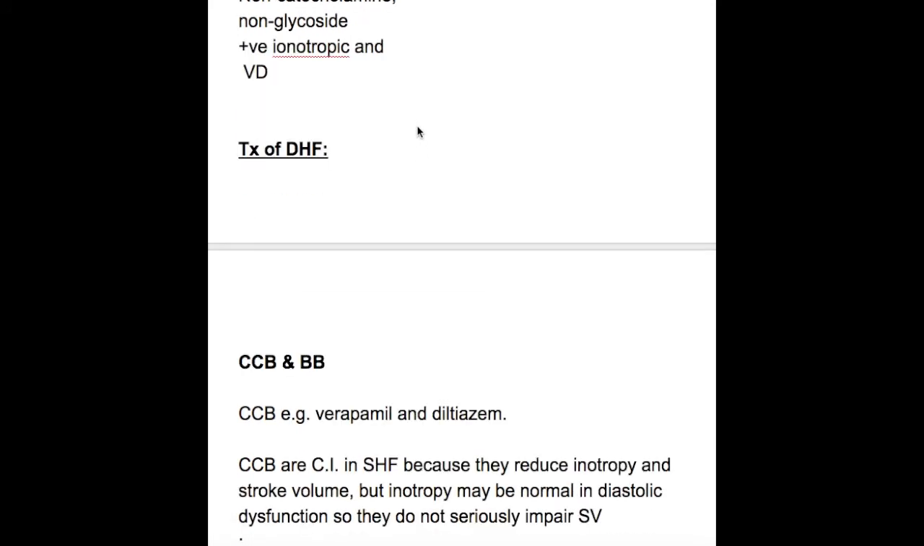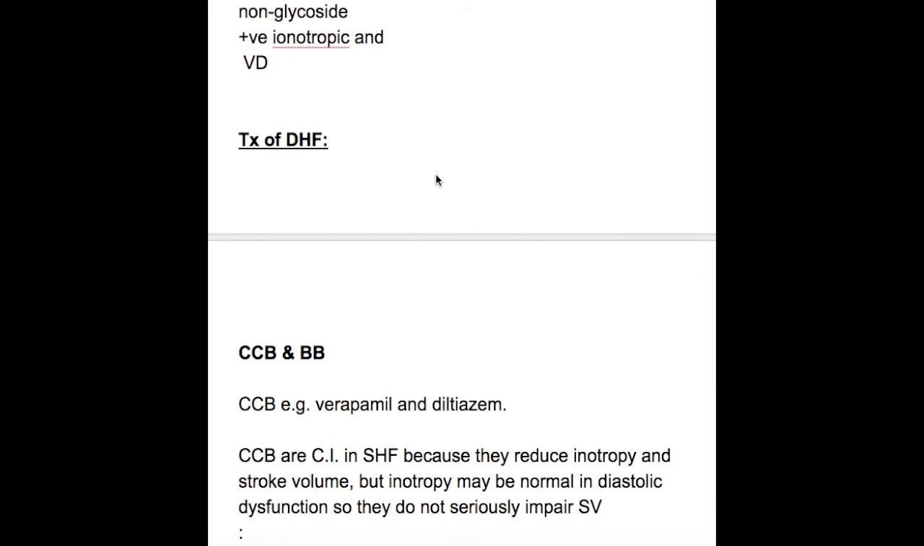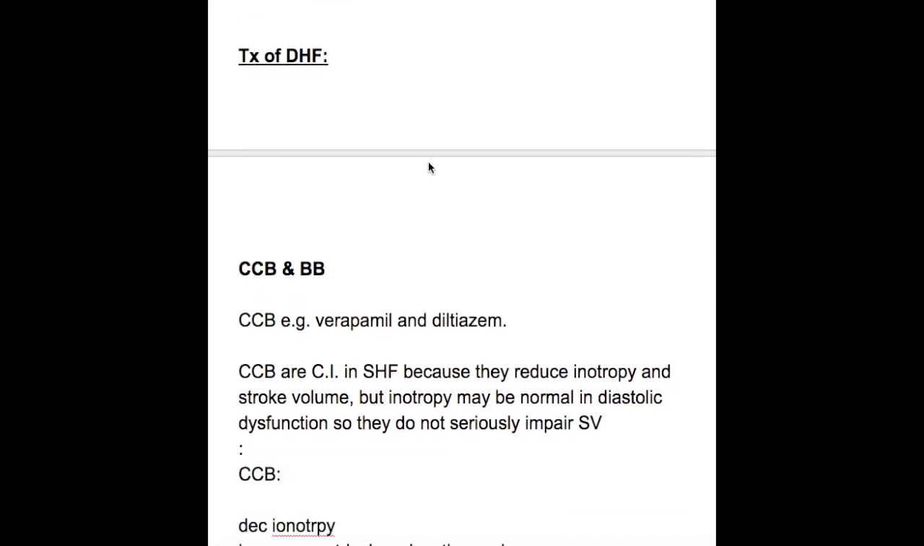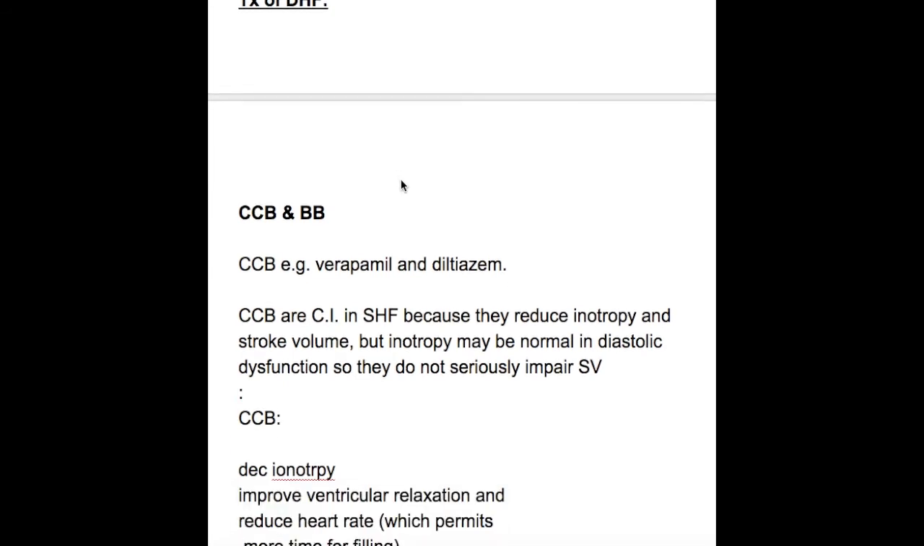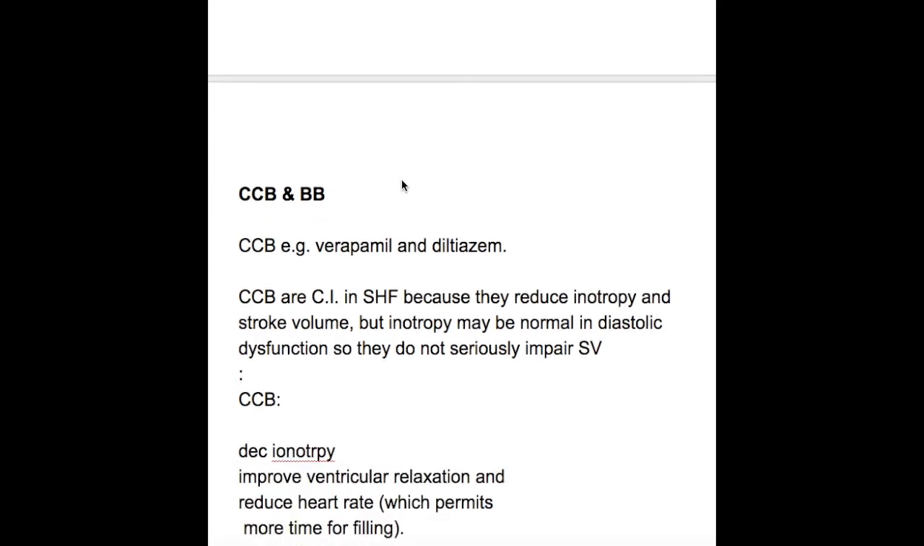Okay, now the treatment of diastolic heart failure. What drugs are used in diastolic heart failure? The two main drug groups used in diastolic heart failure are calcium channel blockers and beta blockers. Especially among the calcium channel blockers, verapamil and diltiazem.